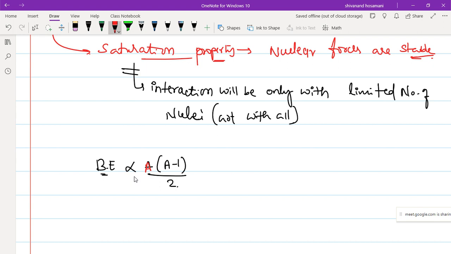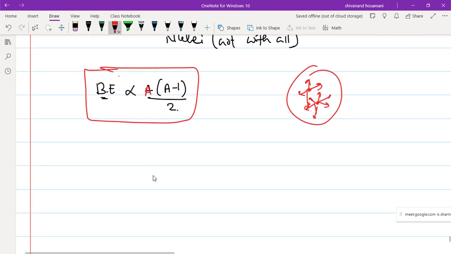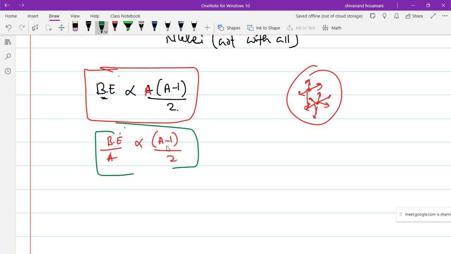If you look at the nucleus, the nucleons present in it are going to be bound within the nucleus as their mass number increases. According to this concept of saturation, we define that binding energy is directly proportional to its mass number. As mass number increases, stability becomes more, meaning they get more stable. So we define binding energy per nucleon as A minus 1 by 2. Even though it is A minus 1, it will be a number only, just one difference. So the binding energy per nucleon is directly proportional to atomic mass.